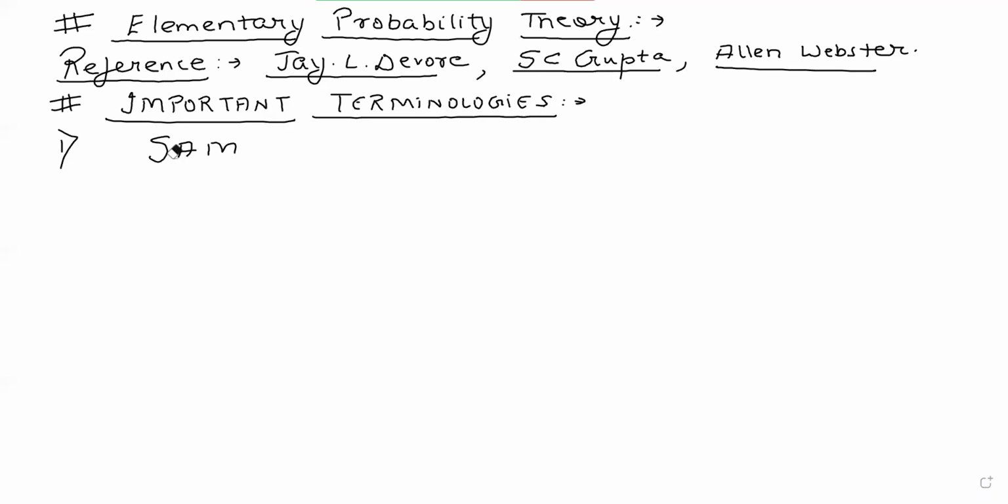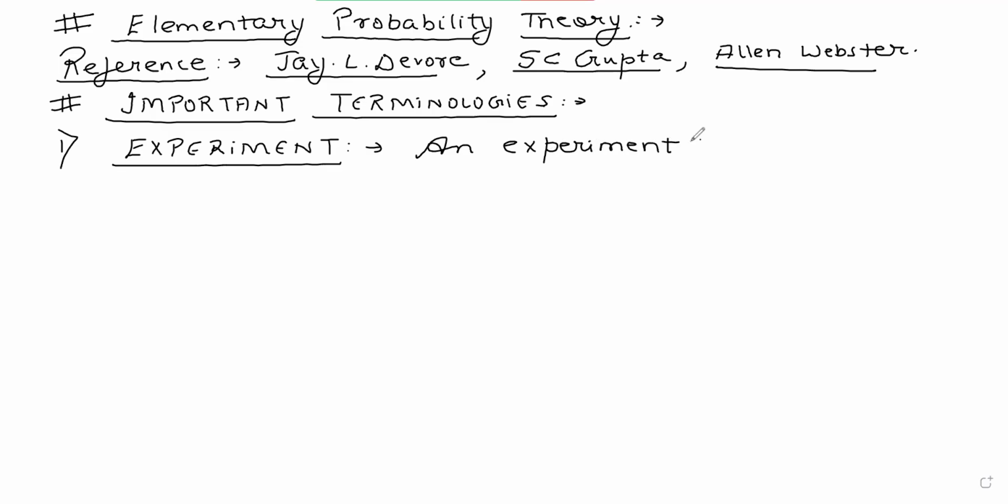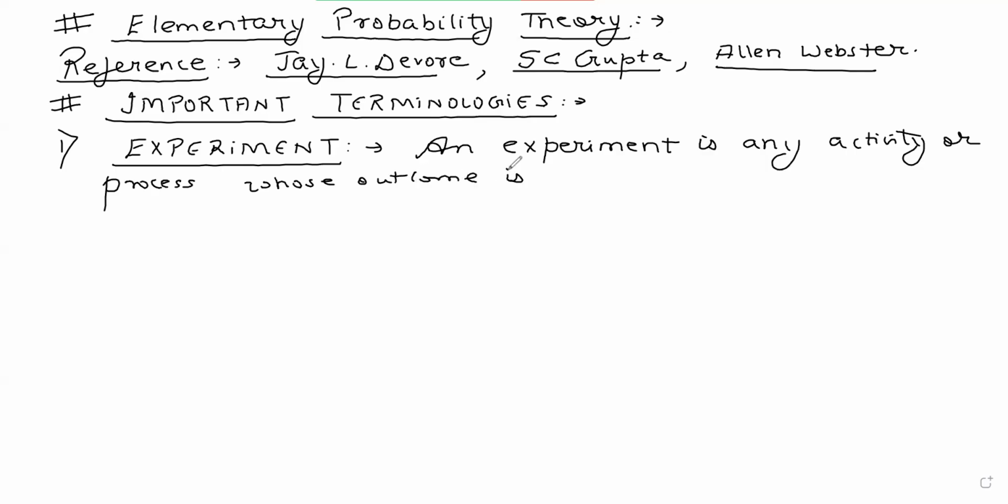Before that, let's first of all understand what is meant by an experiment. So we can write: an experiment is any activity or process whose outcome is subject to uncertainty. Whose outcome is subject to uncertainty.